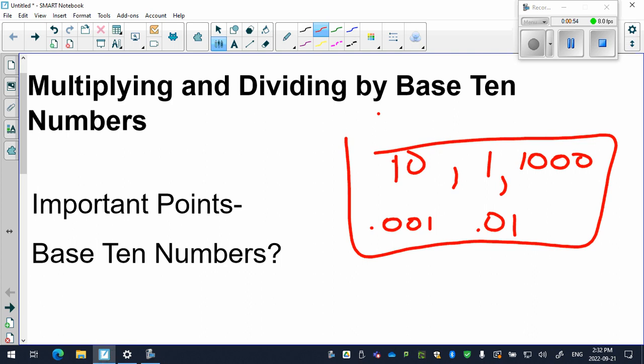And most of the work you've done so far is with these whole number base 10 numbers. So everything that is 10, 100, 1,000, a million, those are the ones you've done your math with. And our new learning is the decimal base 10 numbers.